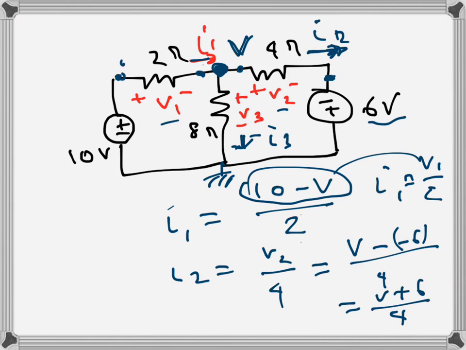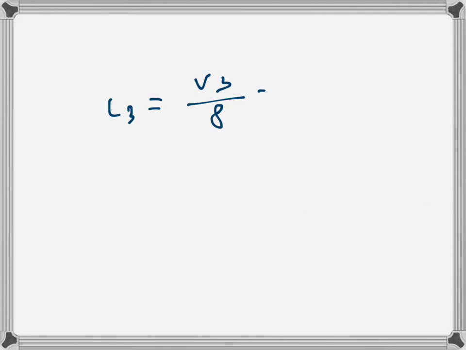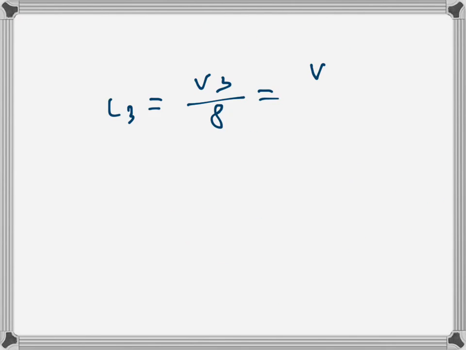And finally this current I3 will be the voltage drop V3 over the resistance, which is 8. So V3 is just V minus 0 because this is ground, so V minus 0 is just V, over 8.